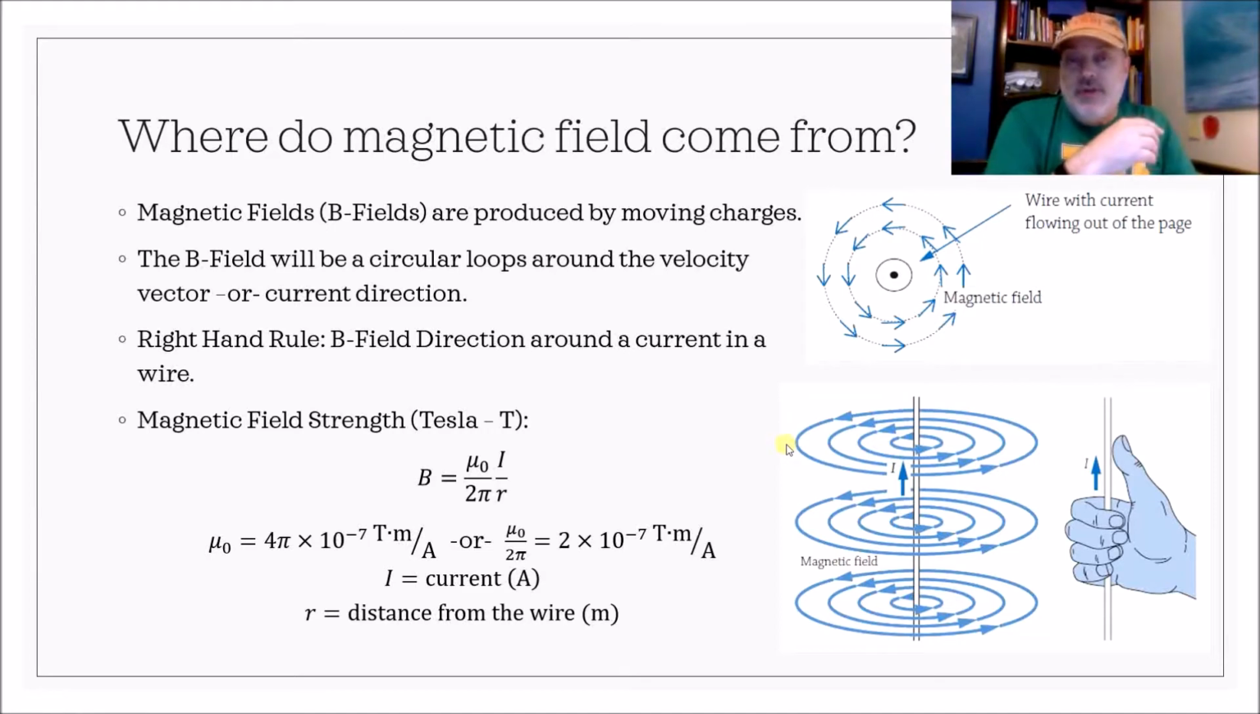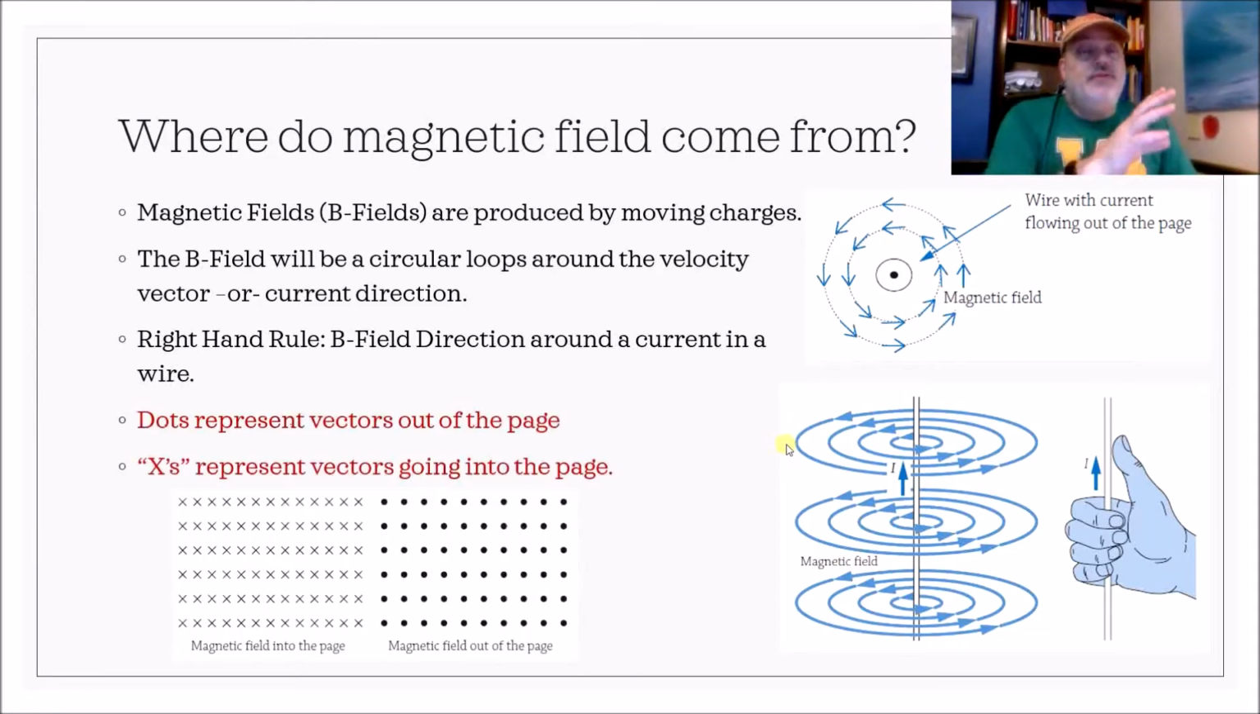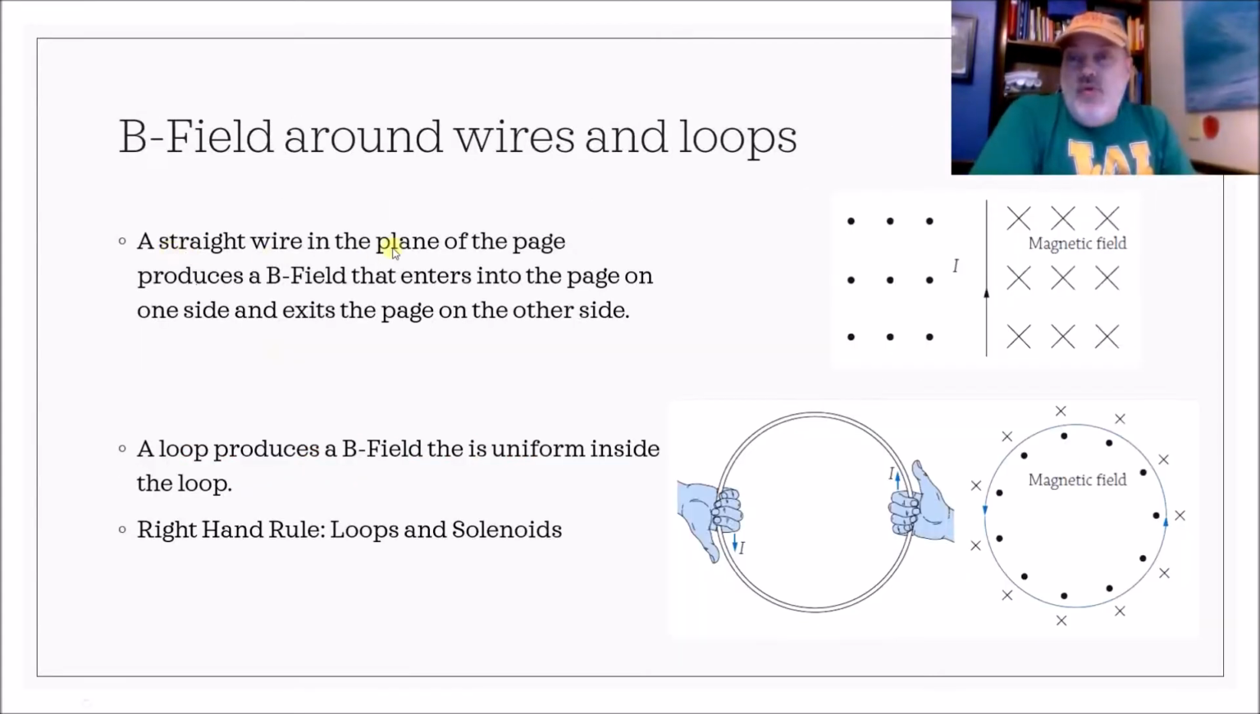It's inversely related. Remember, since this is by nature a three-dimensional phenomenon, we have trouble drawing this on a two-dimensional sheet of paper. So we use X's to represent arrows that are going away or into the paper, and we represent dots for arrows pointing toward or up out of the paper. If we have a straight wire in the plane of the page, it'll produce a magnetic field that enters the page on one side and exits the page on the other side.